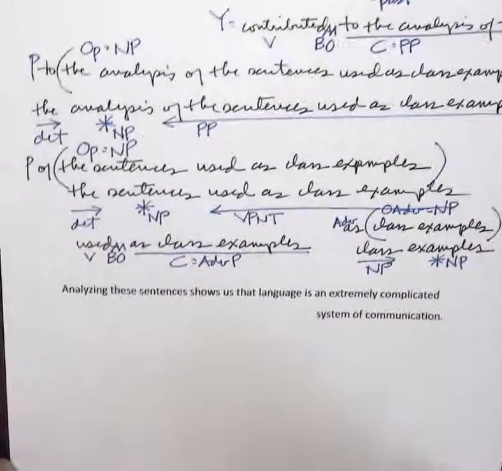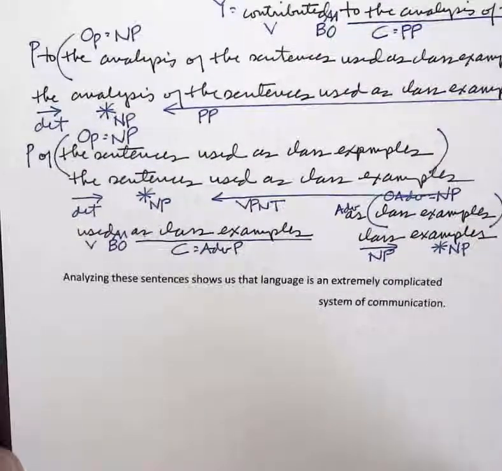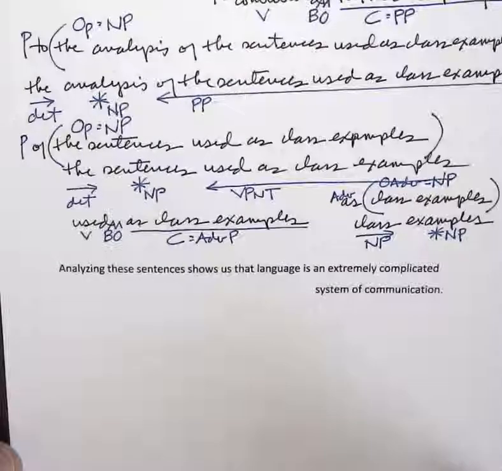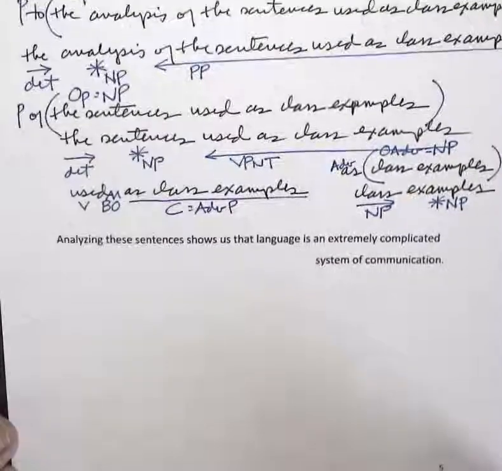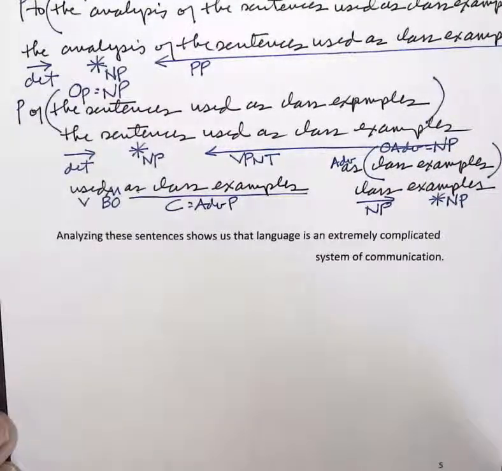Analyzing these sentences shows us that language is an extremely complicated system of communication. So please stop the video, check this last sentence, analyze it down to the individual words, and when you're done, come back and we'll look at it together.